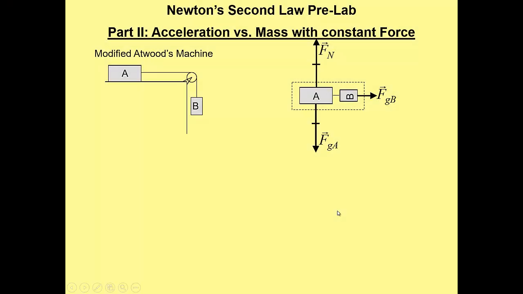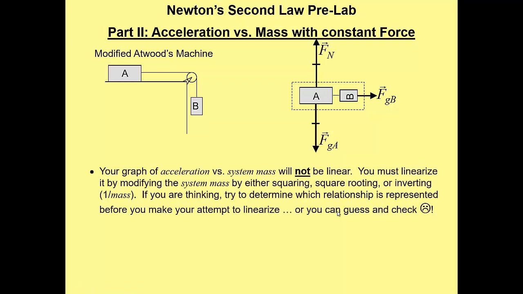Except, in the first lab, your graph was a nice linear graph that went through 0, 0 right away. Not going to be that way this time. You are not going to get a linear graph. In fact, you're going to get a graph that looks different than any graph we've seen so far. It's a new relationship we're going to see. You might remember that when you don't have a linear graph, you have to linearize it. You have to do something usually to the horizontal variable, and I want you to work with the system mass in this case, by either squaring, square rooting, or inverting, which means 1 over. And one of those three things will turn this into a linear graph.